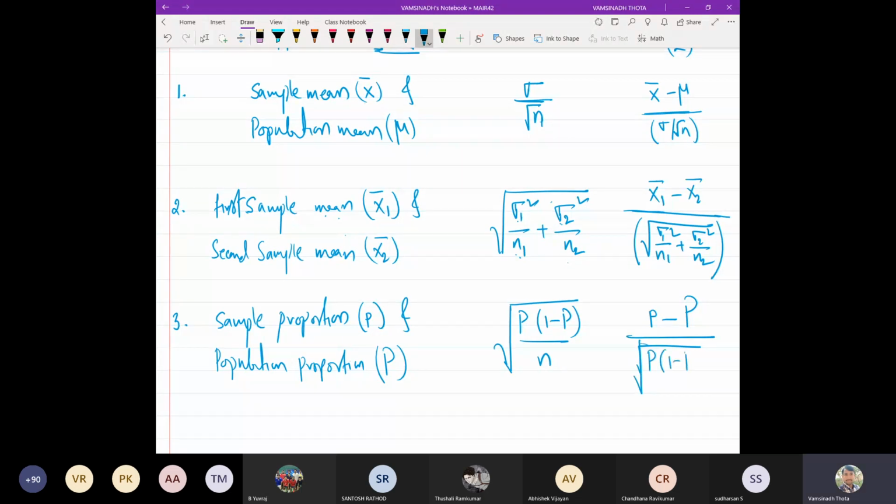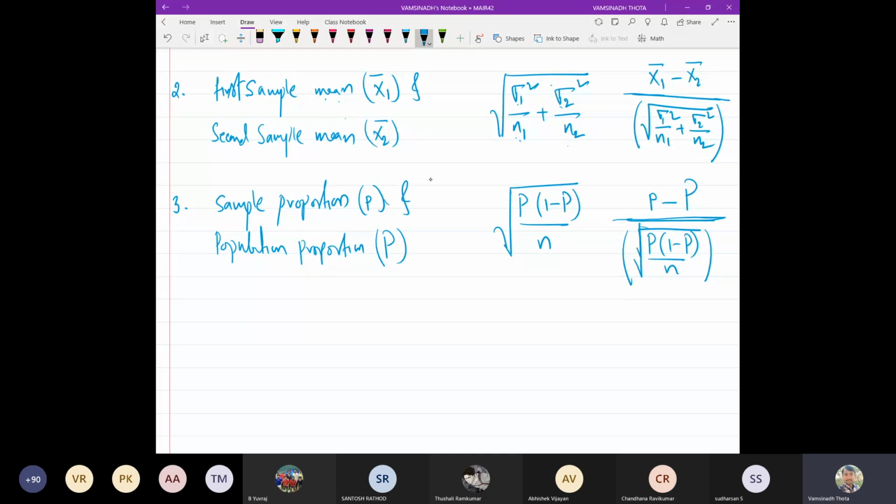Capital P times 1 minus capital P upon n. So this is the third situation, where we are finding whether there is any significant difference between the sample proportion and the population proportion. Okay. And the fourth one is the same thing but with two samples.